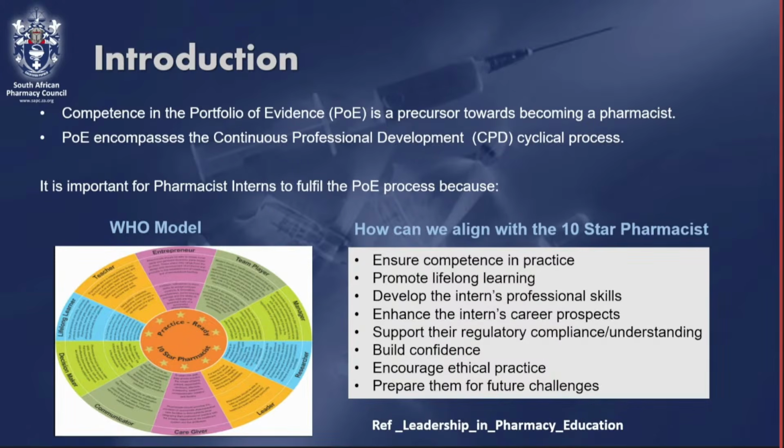It is important for pharmacist interns to fulfill the portfolio of evidence process because, essentially, in order to be a successful pharmacist, we know that you must align with the 10-star pharmacist principles. The World Health Model, as you can see on the picture on the left, has all of these various principles of what a 10-star pharmacist should be. And it essentially is being a teacher, an entrepreneur, team player, manager, researcher, leader, caregiver, communicator, decision maker, and lifelong learner. So, how do we align all of these World Health Organization principles to becoming this 10-star pharmacist?